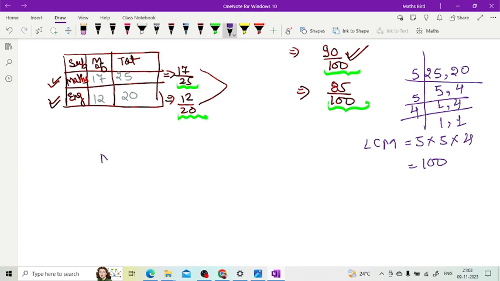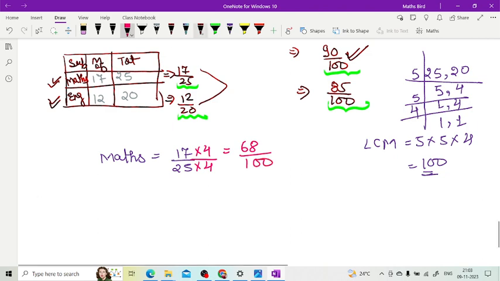So in maths it was 17 by 25, but we have to make the denominator 100, so no doubt we will multiply it by 4. If we are multiplying the denominator by 4, the numerator also by 4, right? Now the second is English.